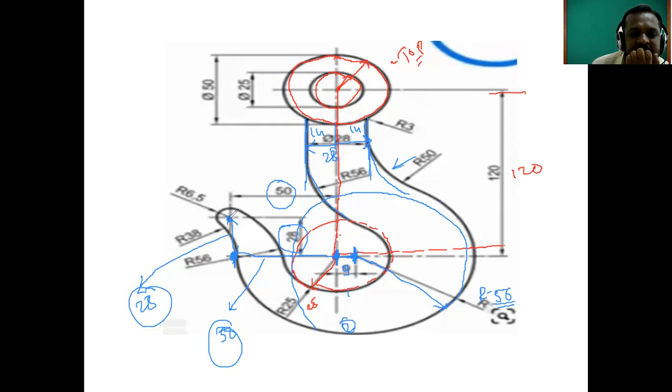Again, now we are at this point. And from this point, again, we have to draw the circle. See this circle, again we have to draw. What is the radius of this circle?